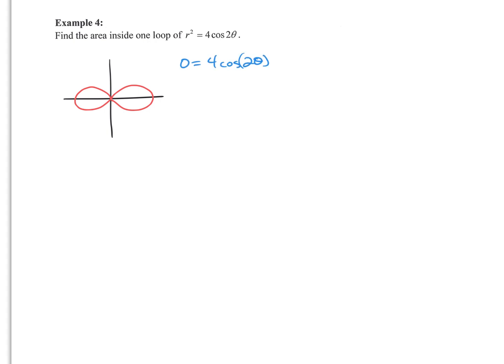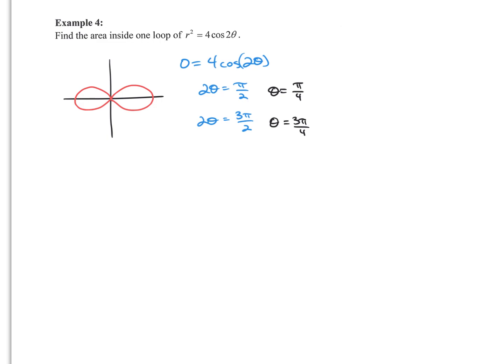And so when does cosine equal 0? Pi over 2 and at 3 pi over 2. So now I have 2 theta is equal to pi over 2, and 2 theta is equal to 3 pi over 2. And so now I end up with theta equals what? Pi over 4 and 3 pi over 4.